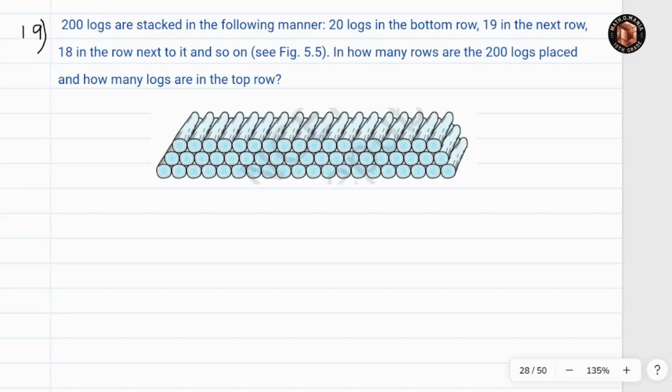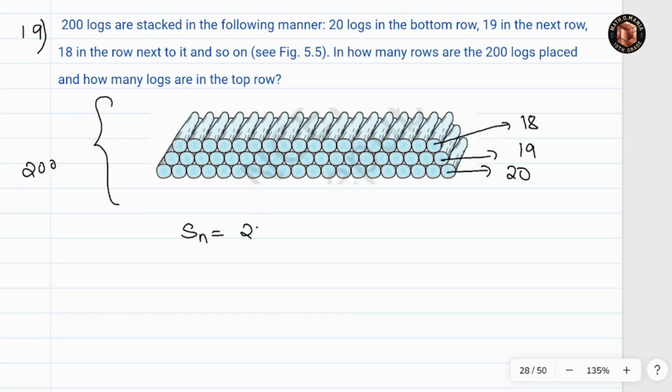Now let's do question number 19. 200 logs are stacked in the following manner: 20 logs in the bottom row, 19 in the next row, 18 in the row next to it, and so on. So the bottom row contains 20 logs, the next contains 19 logs, the next contains 18 logs. Altogether in total, there are 200 logs. That means our Sn is equal to 200. We don't know the n, which means we don't know how many rows there are in total. What they are asking is to find how many rows there are in total.